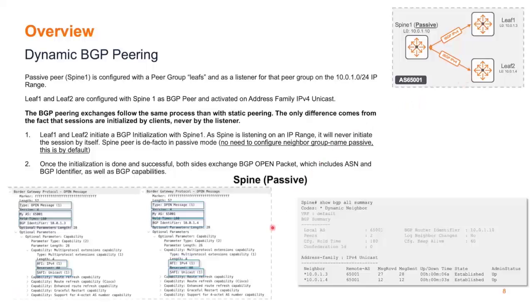So you can see here an example with the open packets coming from leaf1 and leaf2, and the result using a show BGP all summary on spine1. We can see the AS number, the BGP identifier, which will be used to identify the remote IP address, and the address family capabilities used by the remote peers. So on the spine side, you can see that now the two leaves have their session established and have been put in the correct address family.